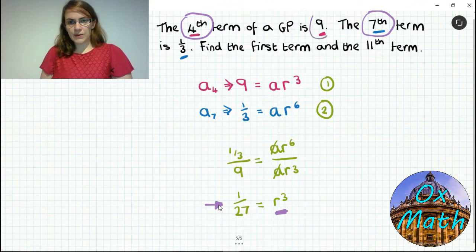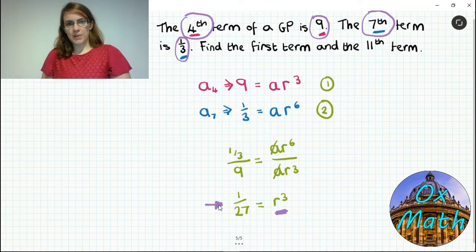We are also told that our 4th term is 9 and our 7th term is a third. So how do we get from 9 to a third? In terms of multiplying, what do we need to multiply 9 by to get a third? Well, I know that I need to divide 9 by 27, and that is the same as multiplying by 1 over 27. Remember, a ratio is what we need to multiply by, so we need to multiply 9 by 1 over 27 to get 1/3, and that is equal to our ratio used 3 times. So this equation does make sense in terms of our question.